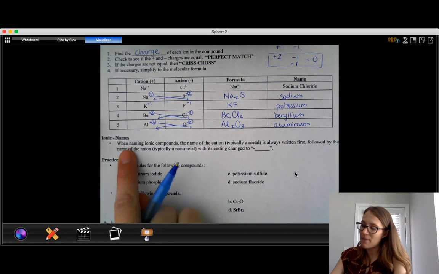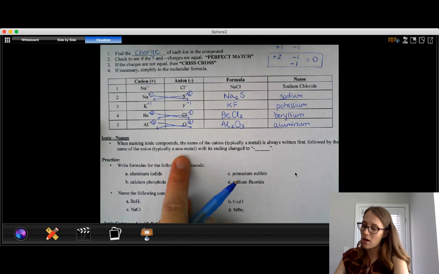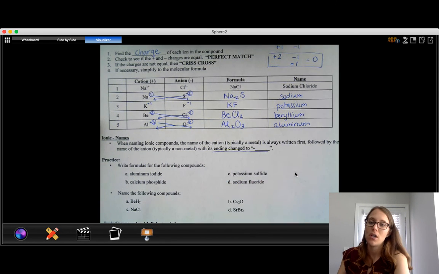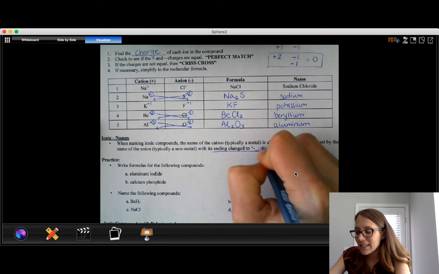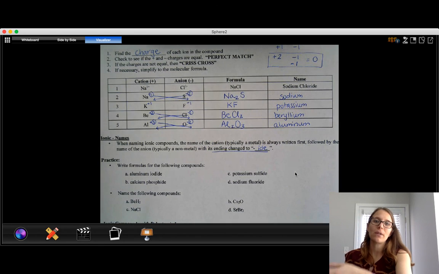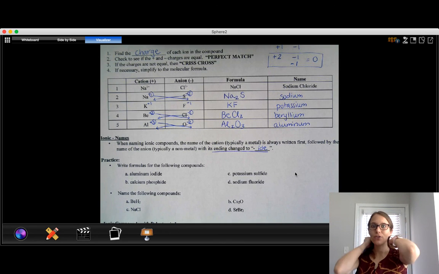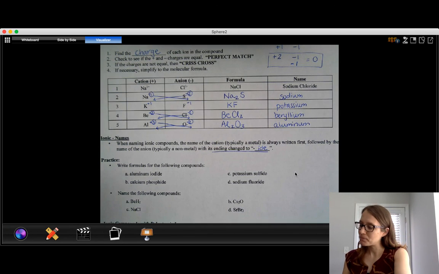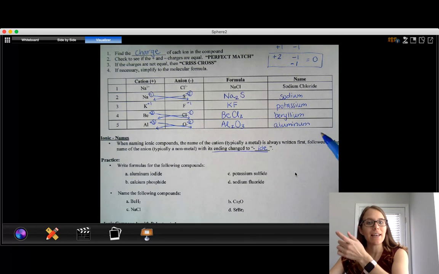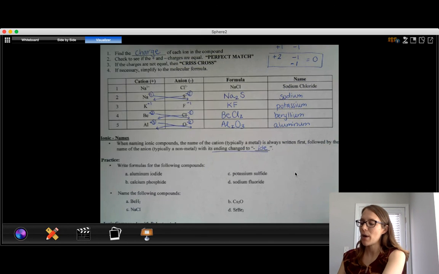is going to be the name of the anion, which is typically a nonmetal, but the ending gets changed to be IDE. And the reason why we do that is this tells us that it's not an element anymore, that it's actually in a bond as part of a compound. So that ending of IDE tells you it's a compound, not an element. For these, we're going to see some examples up here. You're going to start to get familiar with what the ending is as you practice some of these.